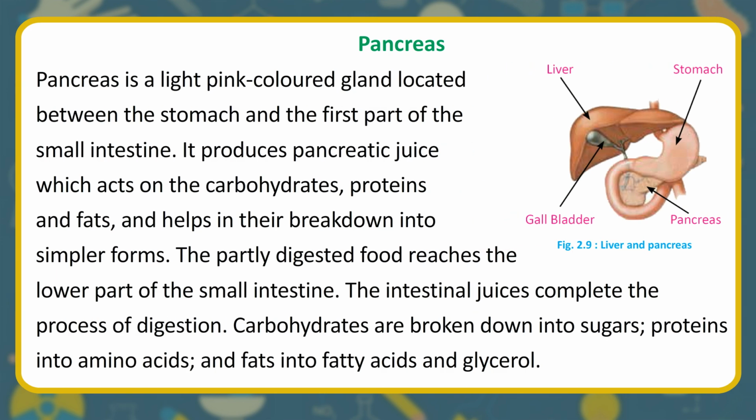Pancreas. The pancreas is a light pink-colored gland located between the stomach and the first part of the small intestine. It produces pancreatic juice which acts on the carbohydrates, proteins and fats, and helps in their breakdown into simpler forms. The partly digested food reaches the lower part of the small intestine. The intestinal juices complete the process of digestion. Carbohydrates are broken down into sugars, proteins into amino acids, and fats into fatty acids and glycerol.